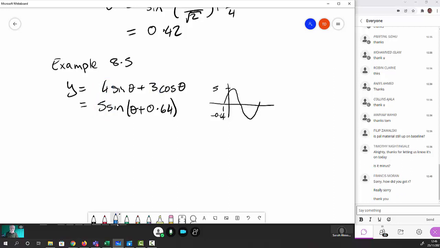Okay, let's take those away. But question 8.5 is actually 4 sine theta plus 3 cos theta plus 3. So that means we need to add 3 to every point on this curve. It's going to start like that, and we add 3 to minus 5, so the minimum value is going to be minus 2. The maximum value is going to be plus 8, isn't it?